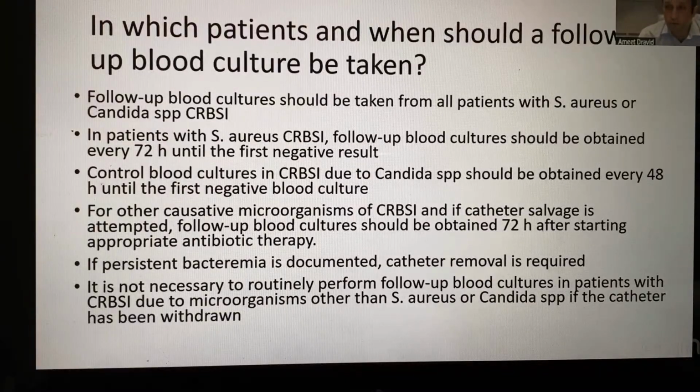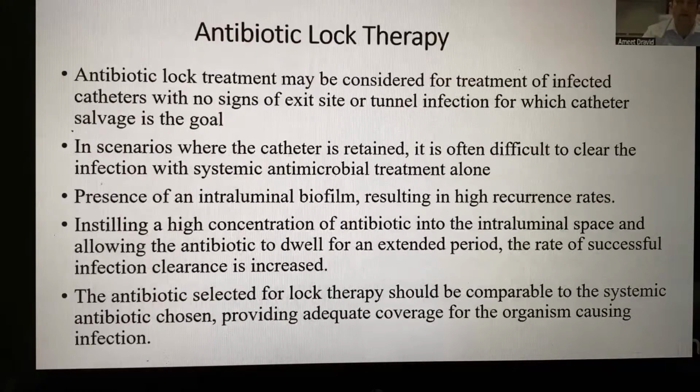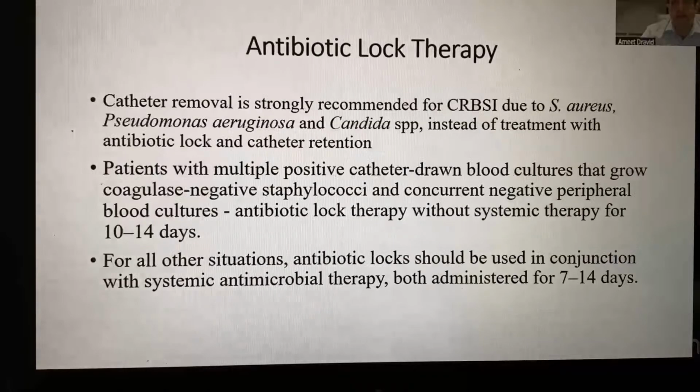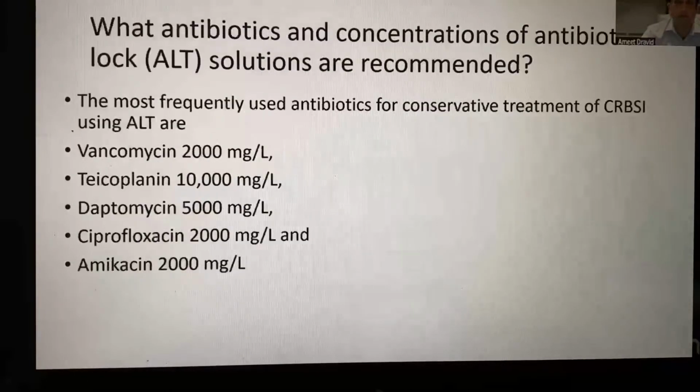Should we take a follow-up blood culture? I've already mentioned this. For Staph aureus and for Candida, we take a repeat blood culture at 72 hours. The 72 hours blood culture has to be negative, and then from there on for 14 days, we give treatment for CRBSI. I will leave antibiotic lock therapy because I think my next speaker will be speaking about it because it is about prevention.